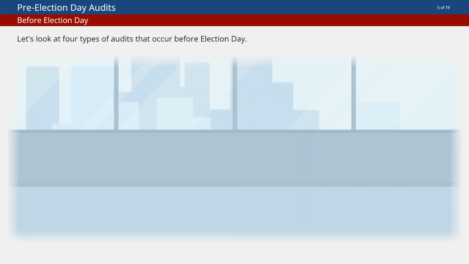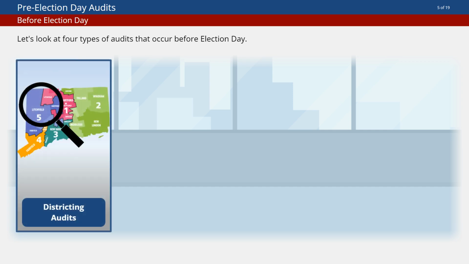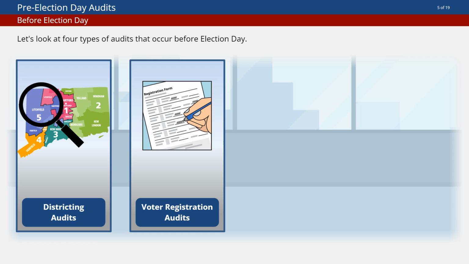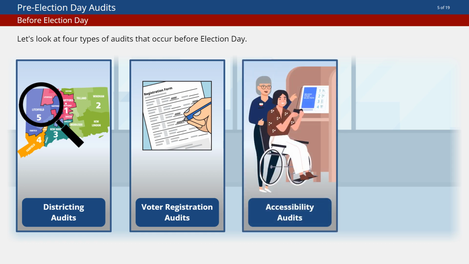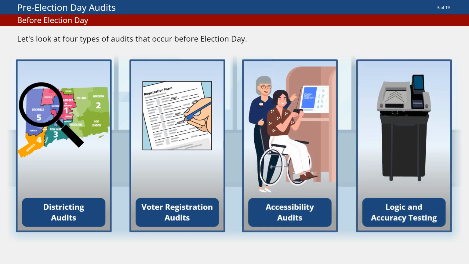Early in the election cycle, audits can serve as a starting point to make sure election preparations are on the right track before voting begins. Let's look at 4 types of audits that occur before Election Day: districting audits, voter registration audits, accessibility audits, and logic and accuracy testing. Select each button to learn more.